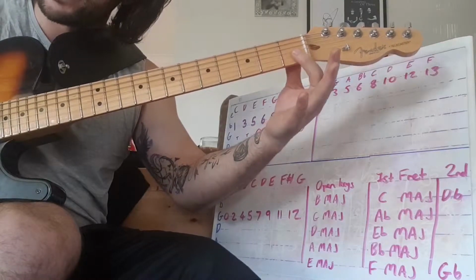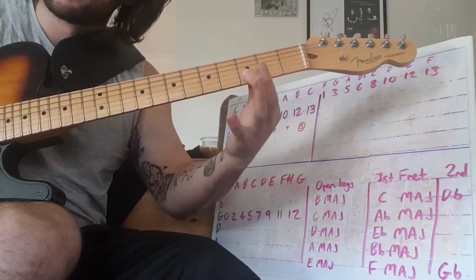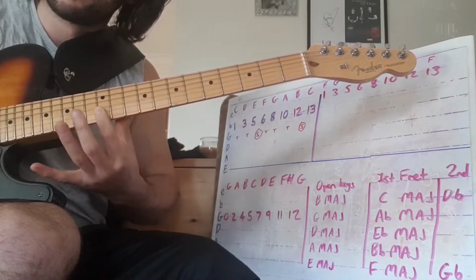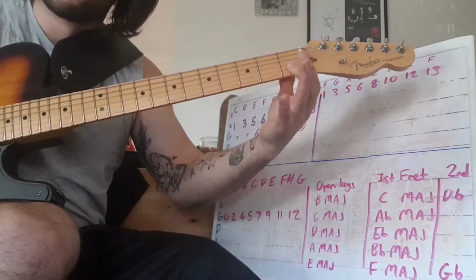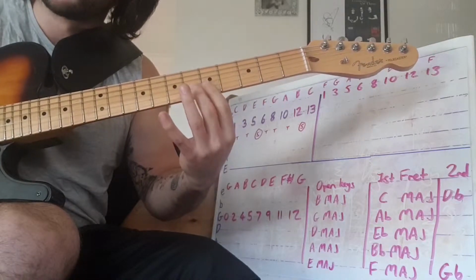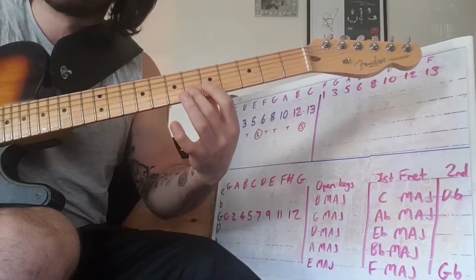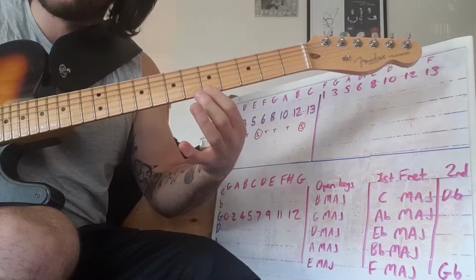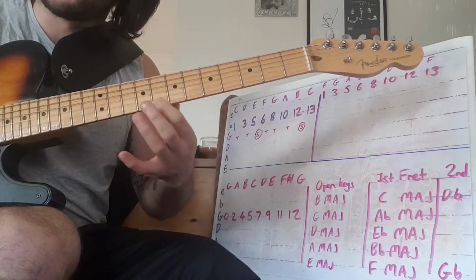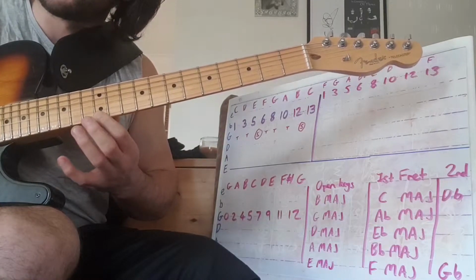If I do them both at the same time, you'll see what I mean. So previously I went to E and F at that point on the B string. Now I've got to go to A and B flat. So A, B flat, C, D, E and F is up here now.